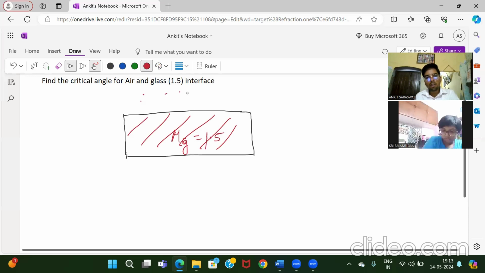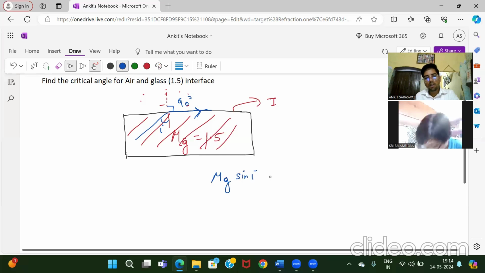This is air. This is the interface of glass and air. The critical angle they are saying. Critical angle is the value of the angle of incidence at which the refracted ray makes an angle of 90 degrees with the normal, like this. Apply Snell's law. mu g sin I is equal to 1 into sin 90.